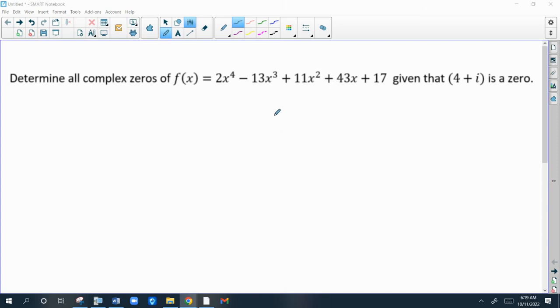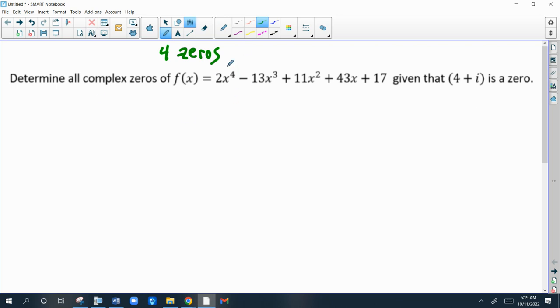So we're going to find the zeros of this polynomial, all the complex zeros. It's a fourth degree polynomial. So according to the fundamental theorem of algebra, there should be 4 zeros. We're given one of them, 4 plus i, so we need to find 3 more.